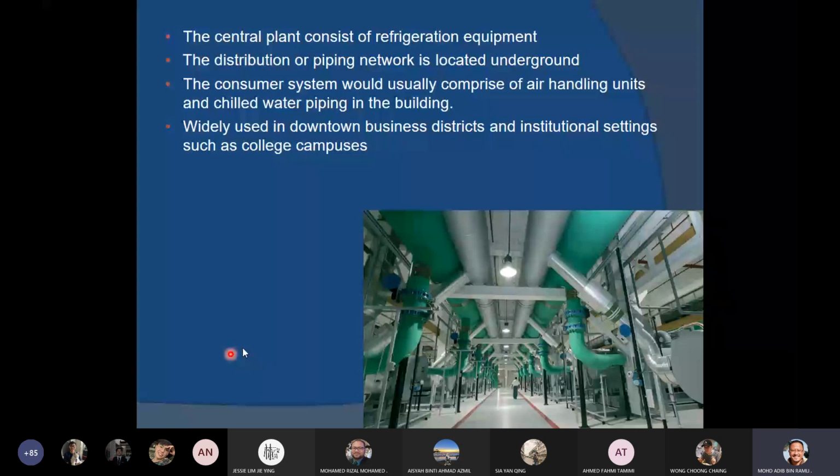Okay, the consumer system normally comprises air handling units and chilled water piping in the building. It is widely used in downtown business districts and institutional settings such as college campuses. Sometimes, if the college or university campus is too big, then maybe they use this kind of system. If not, the normal plant system. Okay, so this is the view inside the district cooling plant. You can see the sheer size of the chiller. Okay, this is the chiller, and then these are the chill water pipes.